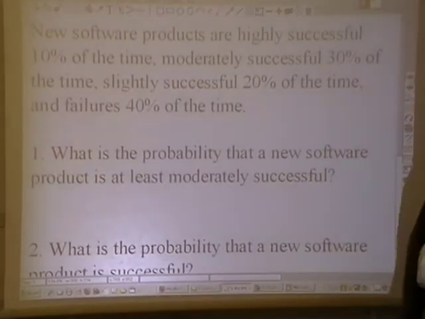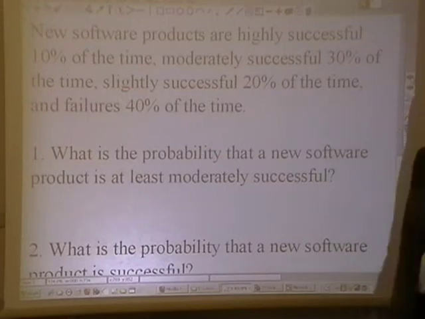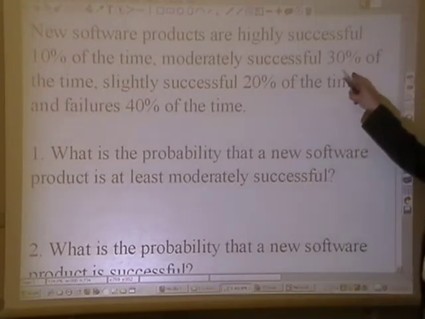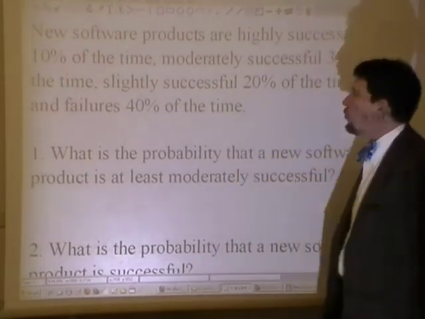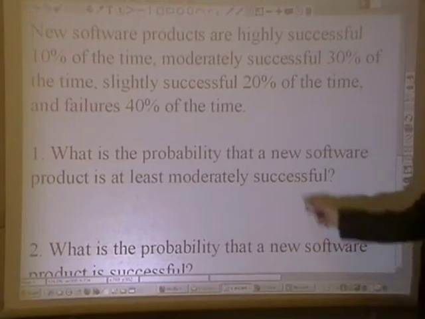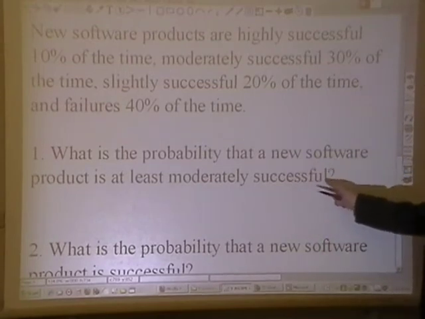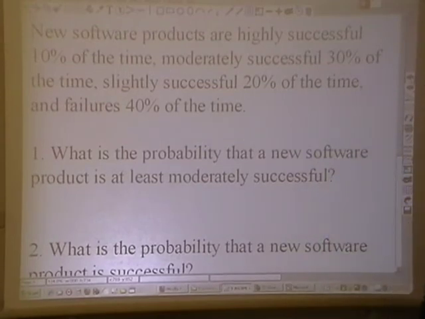All right. New software products are highly successful 10% of the time, moderately successful 30% of the time, slightly successful 20% of the time, and failures 40% of the time. What is the probability the new software product is at least moderately successful?